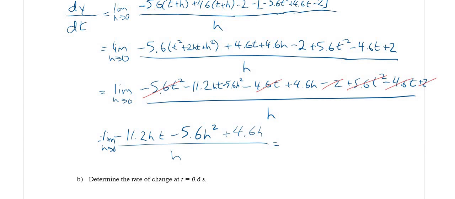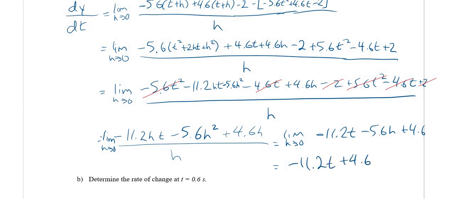And now you'll notice everything here divides by h. So now we get the limit as h approaches 0 of negative 11.2 times t minus 5.6 times h plus 4.6. And lastly, plug in that h equals 0. The middle term disappears, and we're left with negative 11.2t plus 4.6. That's equal to dy by dt.